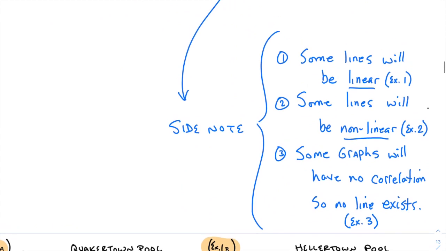I wrote a little side note here. Some lines will be linear. Some lines will be nonlinear. And some graphs will ultimately have no correlation whatsoever. So we don't draw a line there. That will happen as well.